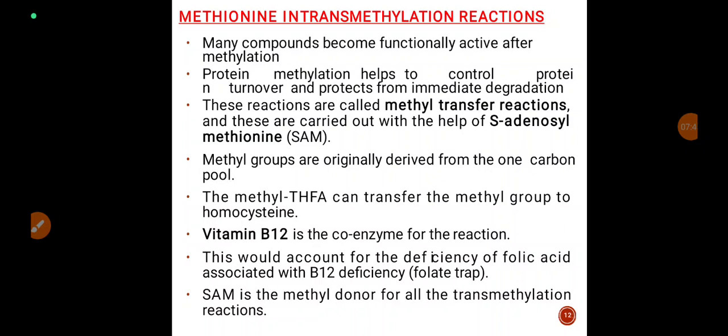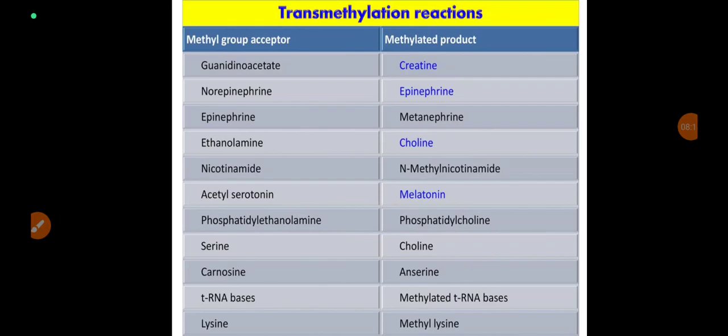Methyl groups are originally derived from the one carbon pool. The methyl tetrahydrofolic acid can transfer the methyl group to homocysteine. Vitamin B12 is the coenzyme for the reaction. This would account for the deficiency of folic acid associated with vitamin B12 deficiency, which is called folate trap. S-adenosyl methionine is the methyl donor for all the transmethylation reactions.